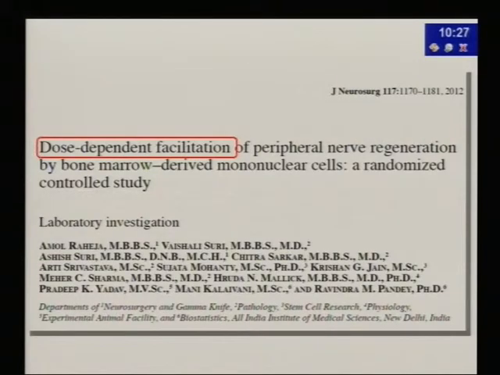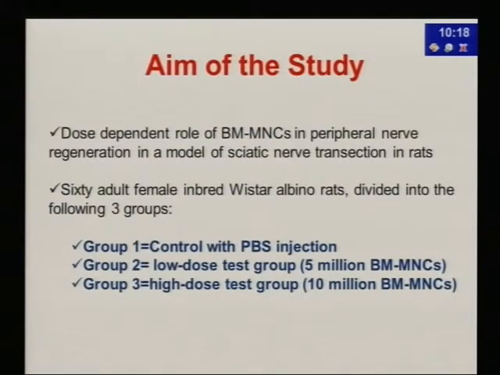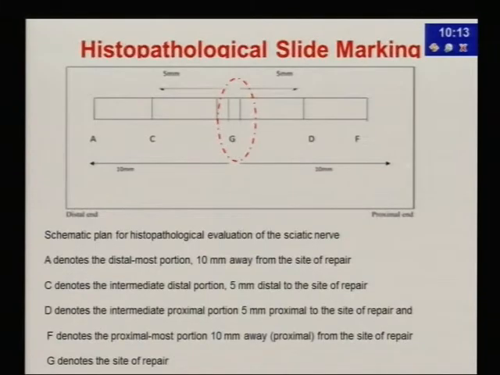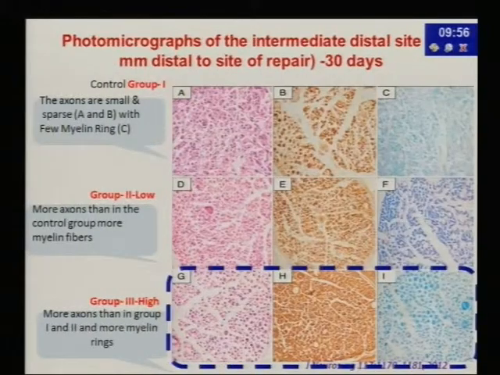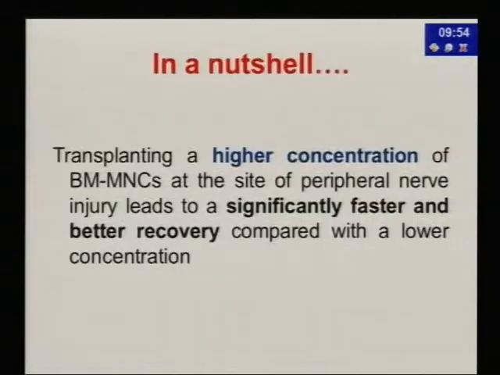So what about the doses? In this, everything was the same. So does dose have some effect on it? We did a second study where we kept two groups with low dose and high dose, with a control group with only PBS injection into that site. Again, the same parameters were followed. So in a nutshell, you can see here the high dose group of bone marrow mononuclear cells showed better myelination and better response to the higher dose at day 30 as well as at day 60. Sorry, I think this is day 60.